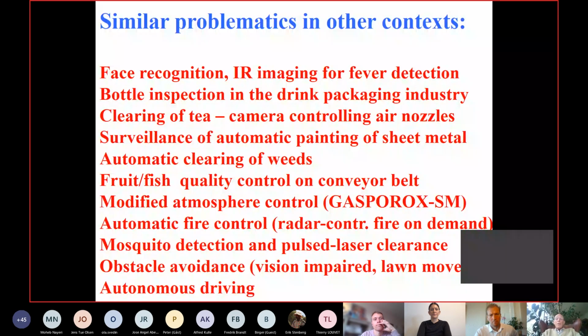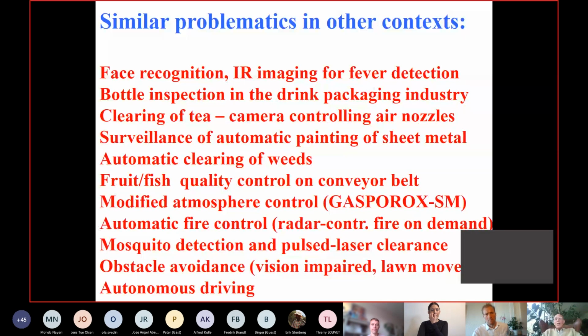Surveillance of automatic painting in sheet metal for the building industry, the construction sheets. I was a bit involved in a project at Finspång Aluminium on that, where they do this huge automatic painting, and you have to make sure that there is no problem there.